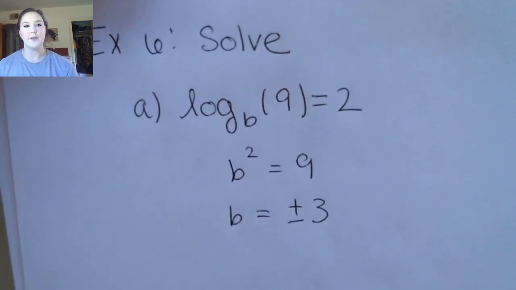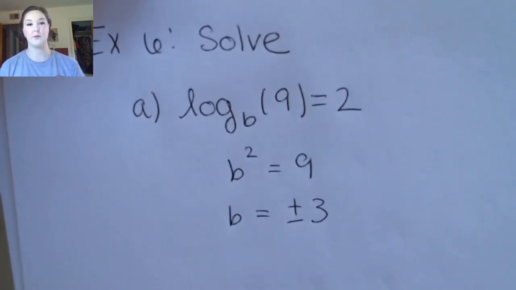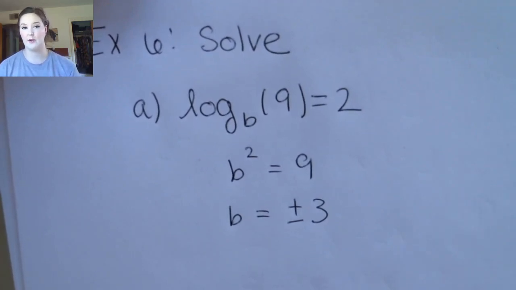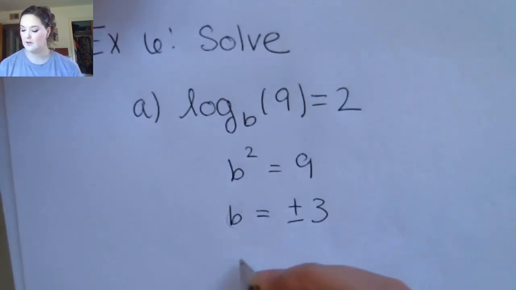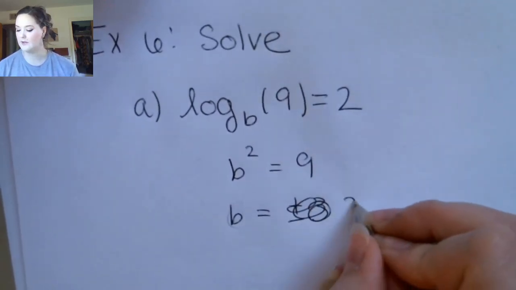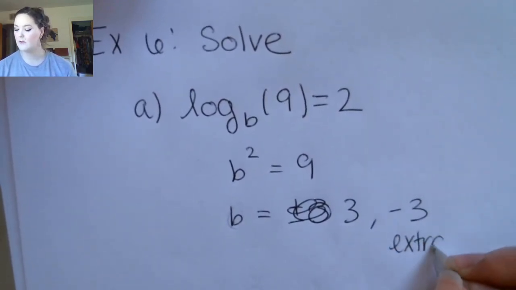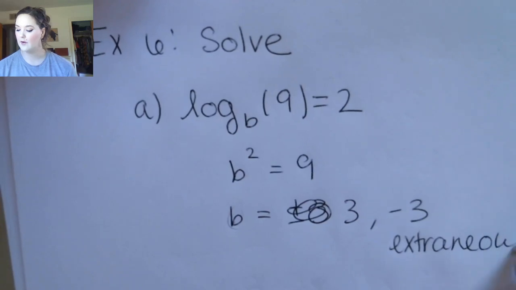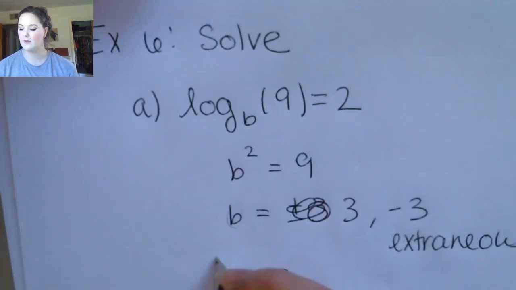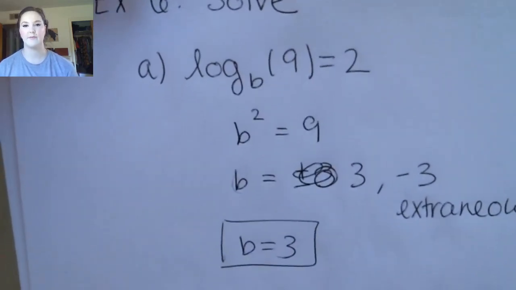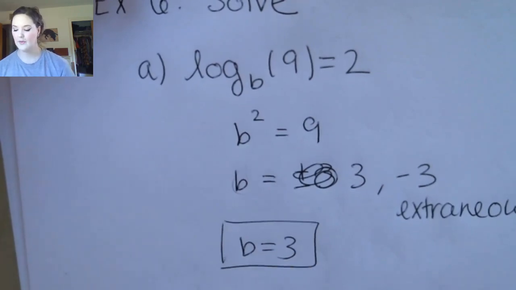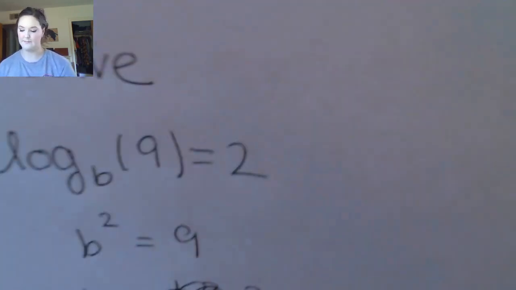Now it's important to remember in these examples what b is allowed to be. So b, the base of the log, actually has to be a positive number, and it also can't be 0. So, I guess I'll write it like this. This one is extraneous, and our actual solution is b equals 3. Okay, let's see one more like that.